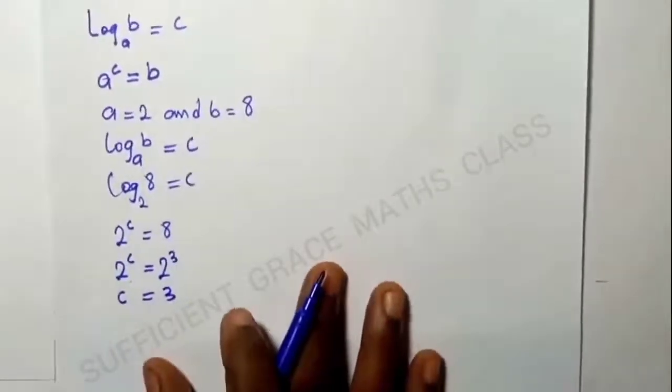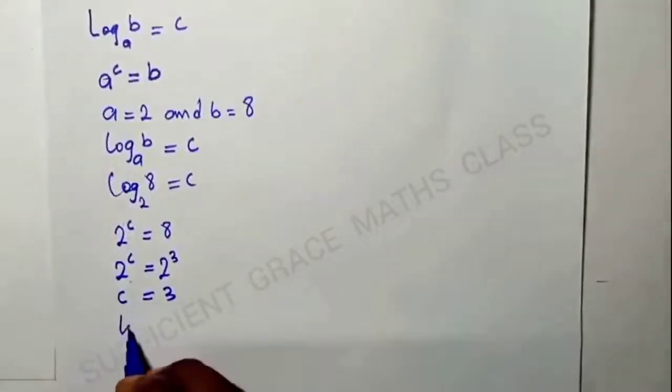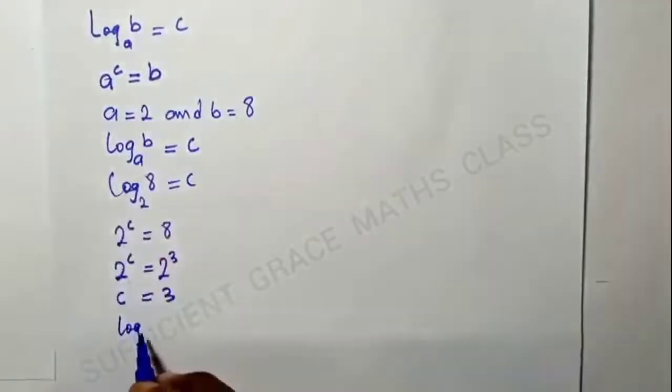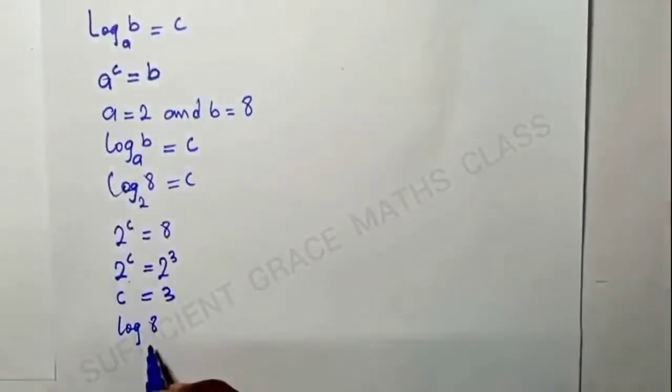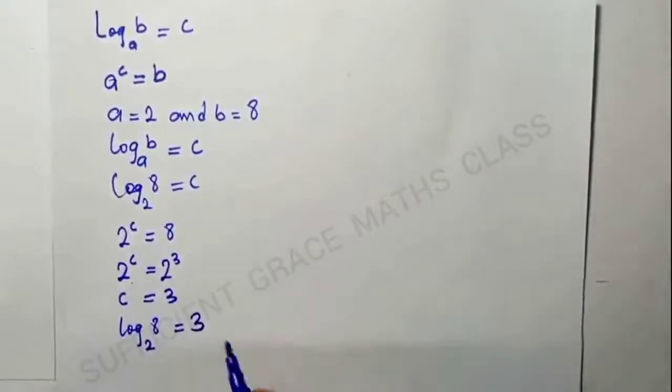Now that we have gotten our c to be equal to 3, this implies that log of 8 base 2 is equal to 3.